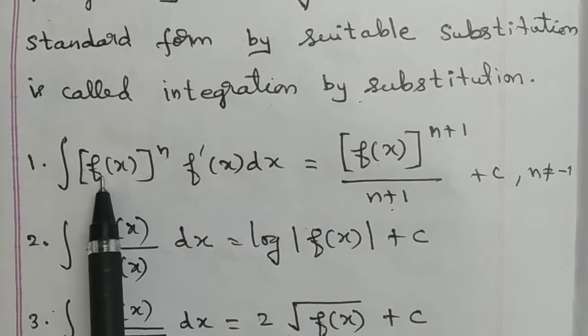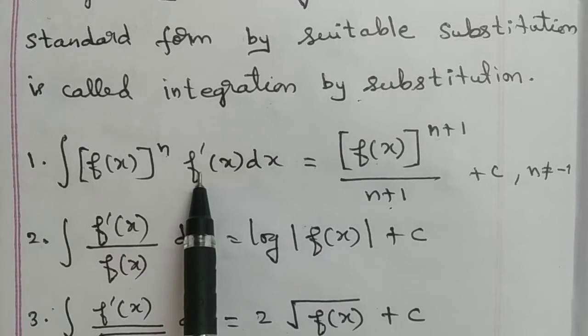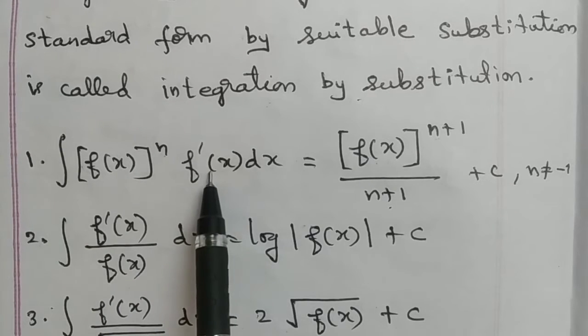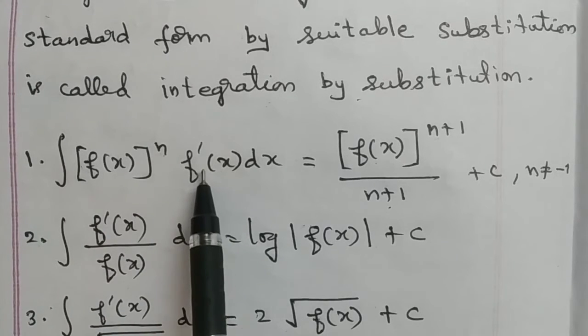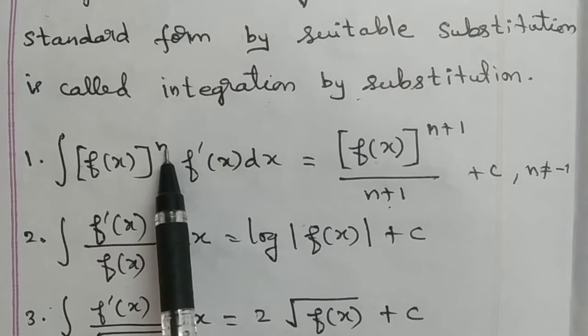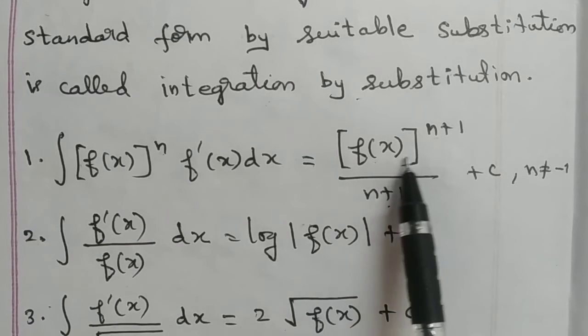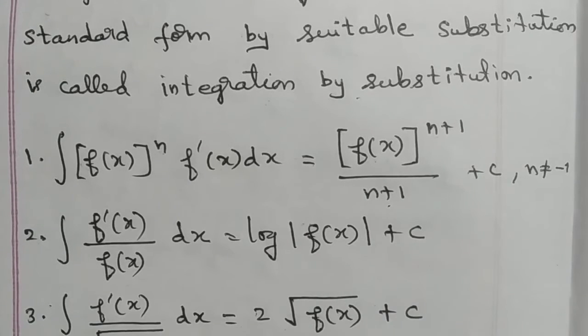See here, the given function is f of x and the derivative function is f dash of x. For example, f of x is x square, then f dash of x is 2x. Then the power is n, so we write f of x whole to the power n plus 1 divided by n plus 1 plus c.